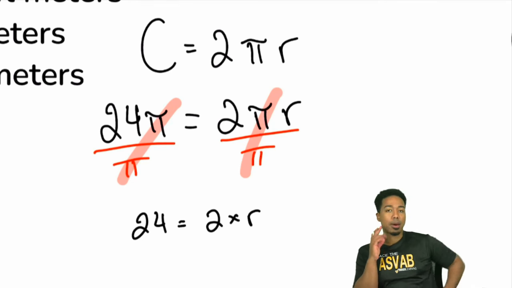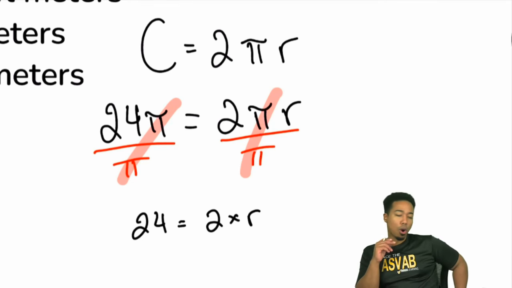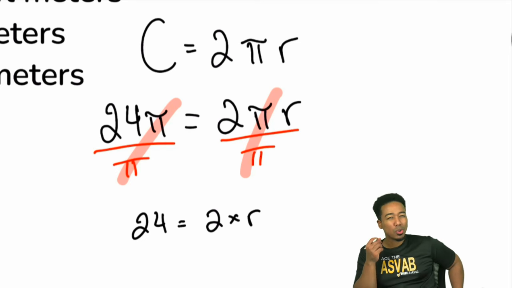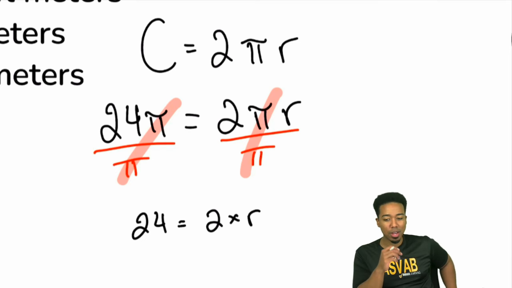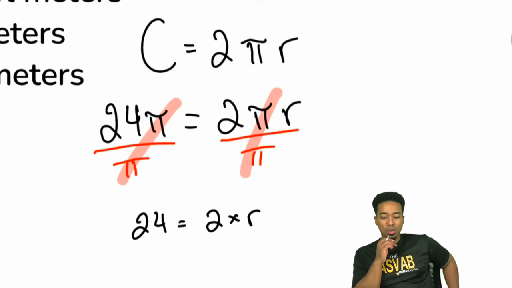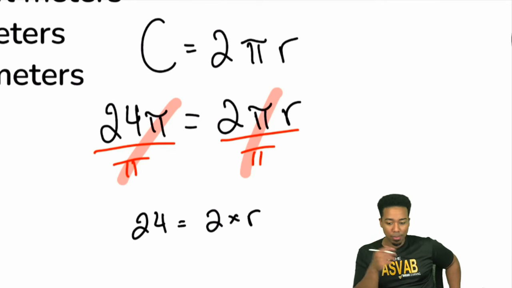So Neela, think about it. We're trying to get the r by itself. We see that it's 2 multiplied by r. So if I want to get rid of that multiplication of 2, what do I do? What's the opposite of multiplying by 2 again? Right. That's going to be dividing by 2.